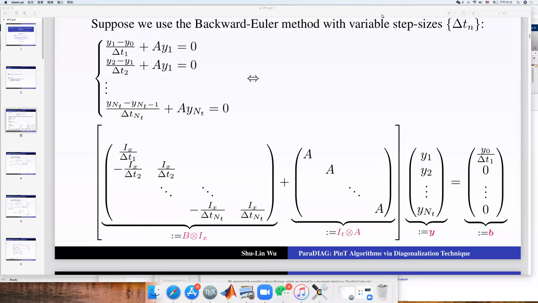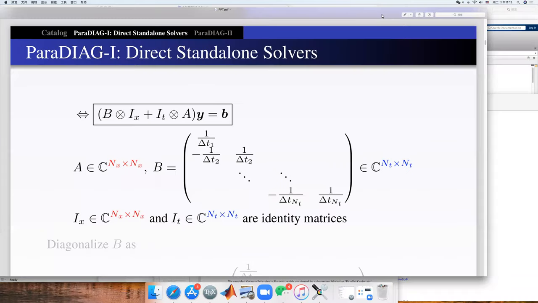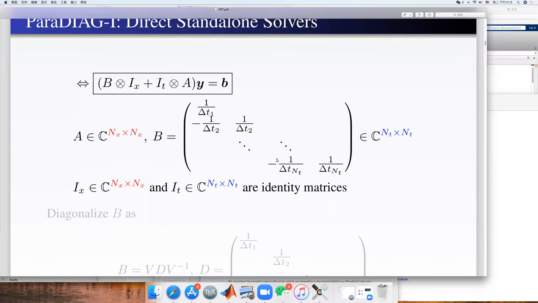Because the matrix B has this form and the diagonal elements are different, we can make a diagonalization of the matrix B, and then we can solve this all-at-once system by the following three steps. This is the idea proposed by Maday and Rønquist in 2008. So how to fix the step size?